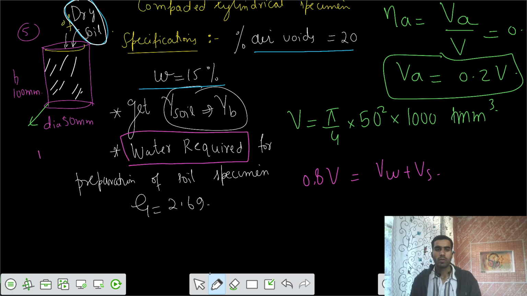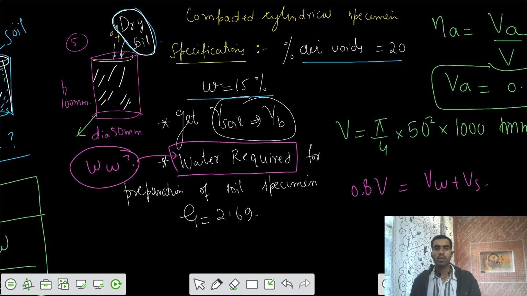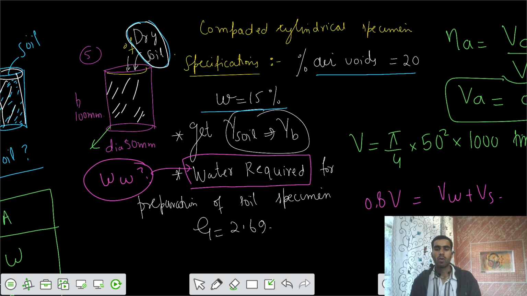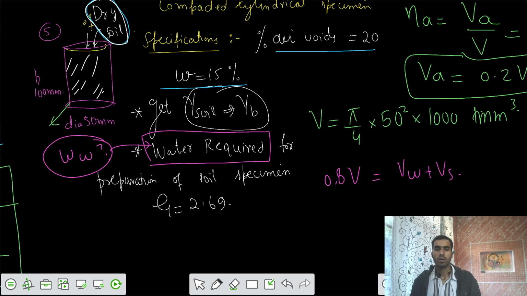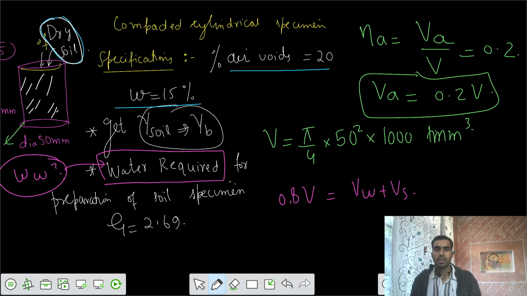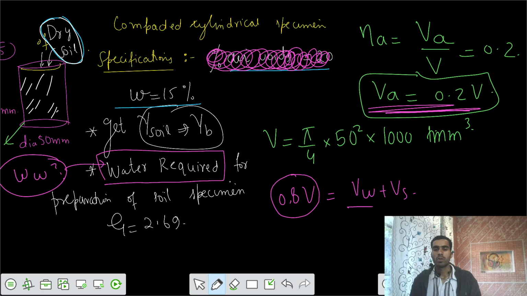And from this we need to calculate the water required. That means what is the weight of the water to be added? That means the water required for these set of conditions. So can you calculate what should be the value of the water required? This part of the problem is of no use now, because I have calculated the final volume. That's 0.8 of the total volume equals the volume of water plus volume of solids. Let's remove this part.